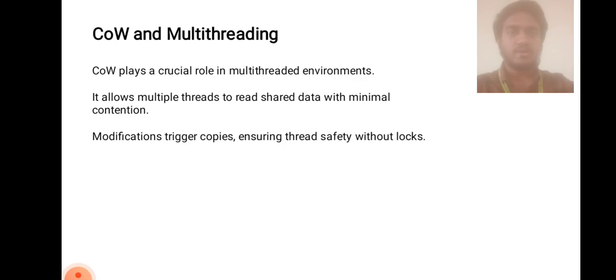The working speed of using threads is very fast. So copy-on-write works in a multi-threading environment.